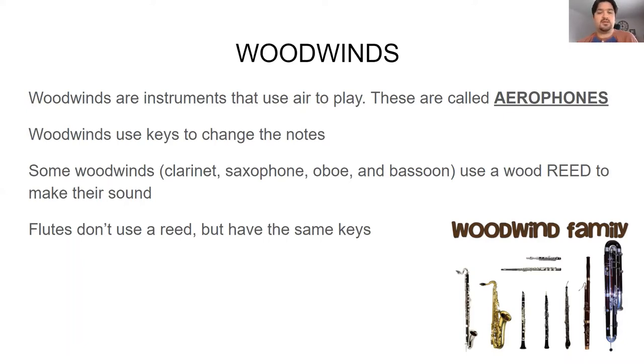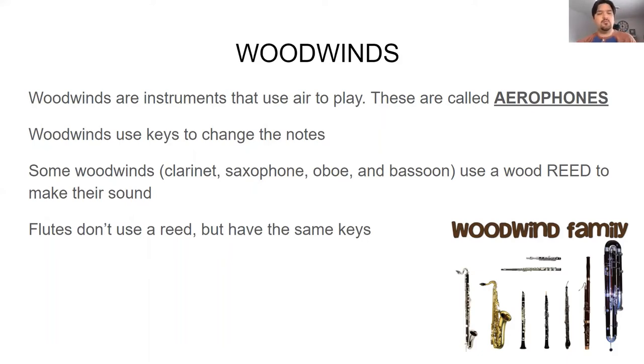Now, some woodwinds, like the clarinet, the saxophone, the oboe, and the bassoon, use a wooden reed to make their sound. It's an actual piece of wood that they have on the instrument, and they put it in their mouth, and when they blow through it, the reed vibrates to make the sound. Now, flutes, they don't use a reed. They're all made out of metal, and instead you blow over the top of a hole. We'll see it in a sec. But they still have the same kind of keys as the other woodwinds, and way back in prehistoric times, flutes actually were made out of wood, which is why they're part of the woodwind family.